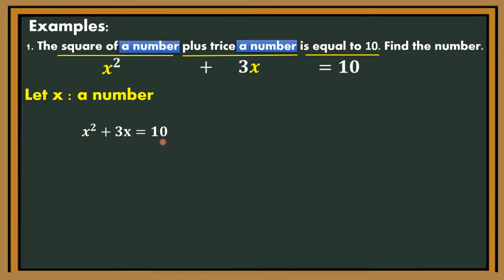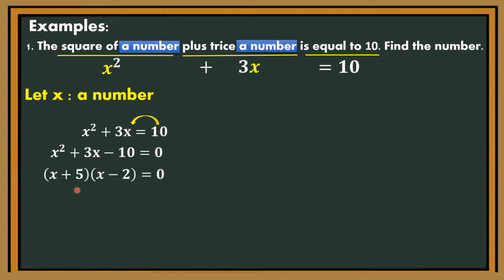Transpose positive 10 to the left side, so it will become negative 10. Therefore, we will have now x squared plus 3x minus 10 is equal to 0. This is the standard form. Then, let us factor the given equation. Factors of negative 10, wherein the sum is positive 3. So, what do you think are the factors of negative 10, wherein the sum is positive 3?